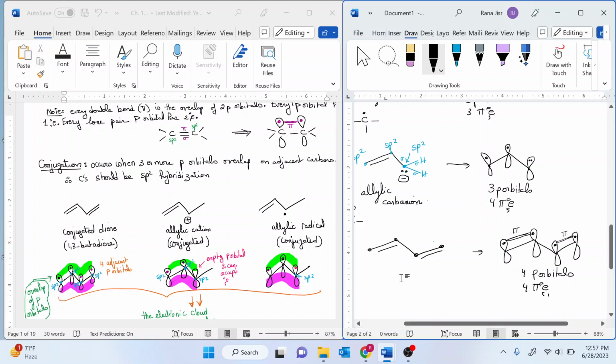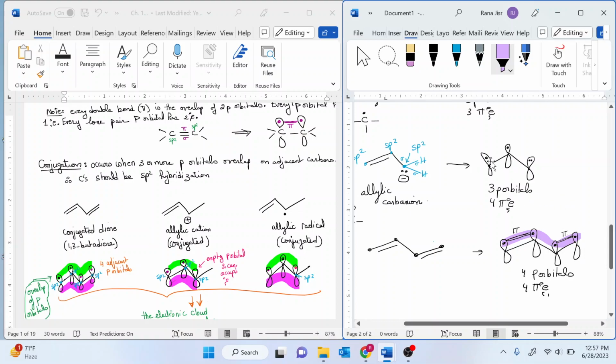So let's go ahead and define the term conjugation. Conjugation is whenever you have a system that has 3 or more p orbitals, and these p orbitals are placed on adjacent carbons. So here this one has 4 p orbitals adjacent to each other, so we say that this system is conjugated. Conjugated means that you have a flow of electrons where the p orbitals overlap with each other. This is your electron delocalization, where the electrons hop from one p orbital to the other.